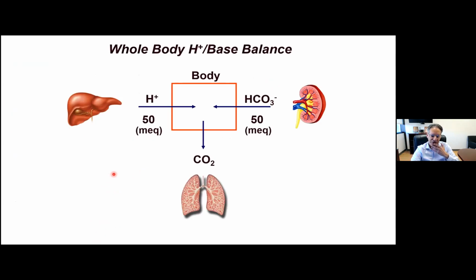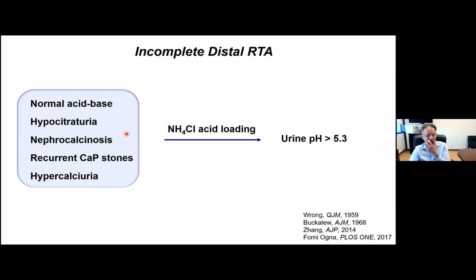Now let's get back to the whole body acid-base balance, and we'll need to think of this again in order to understand why patients with distal RTA get metabolic acidosis, because we haven't talked about that yet. So remember, we generate typically 50 milliequivalents of protons. Our kidney is generating 50 milliequivalents of bicarbonate, derived predominantly from alpha-ketoglutarate. The two of them unite, we create carbon dioxide, which we excrete.